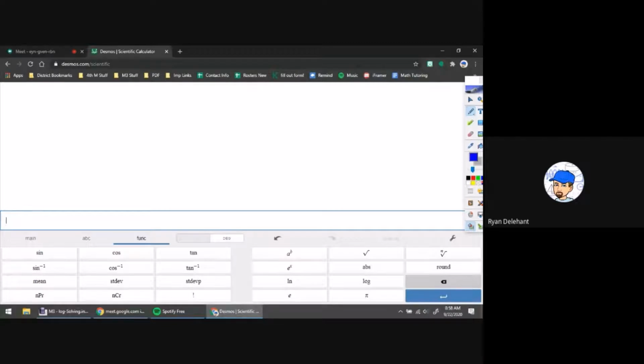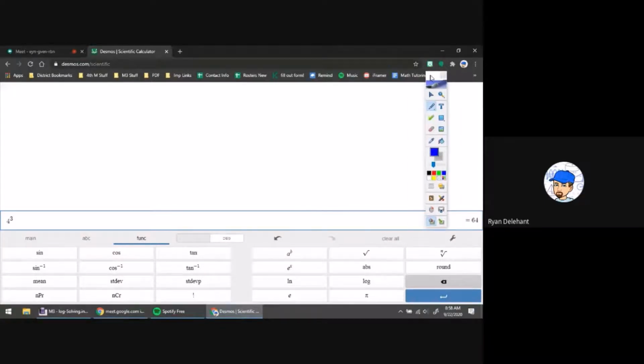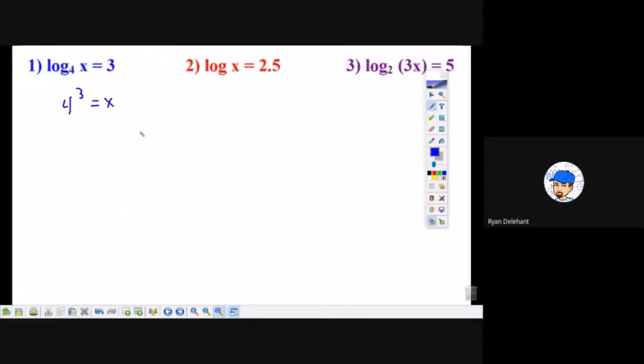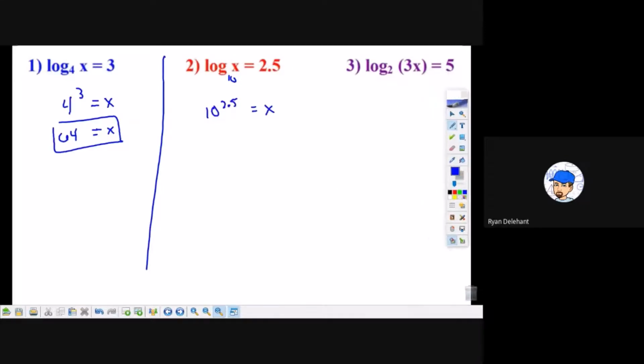So that means it's 4 to the 3rd, which gives us 64. So the answer to this problem is 64. And that's where I believe a lot of your Delta Math work was at. It had you rewriting to solve. Same thing with this one. This is a base 10. So this is 10 to the 2.5 equals x, which we can plug in and we can solve.